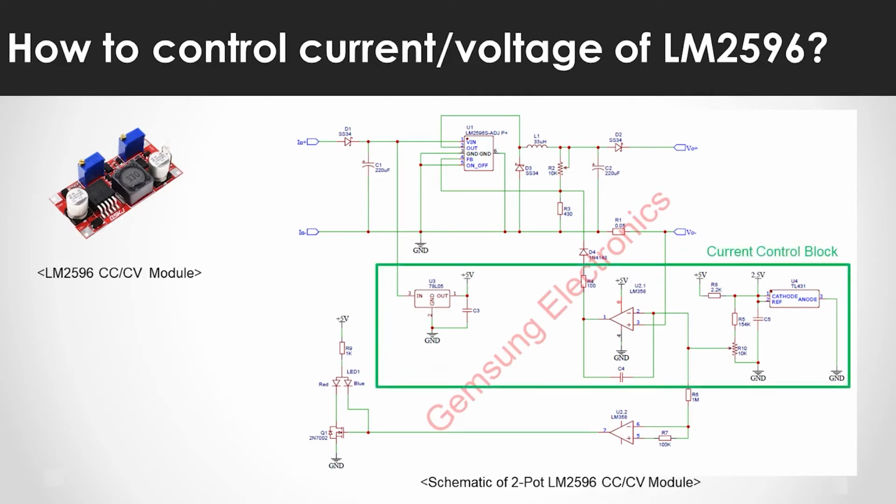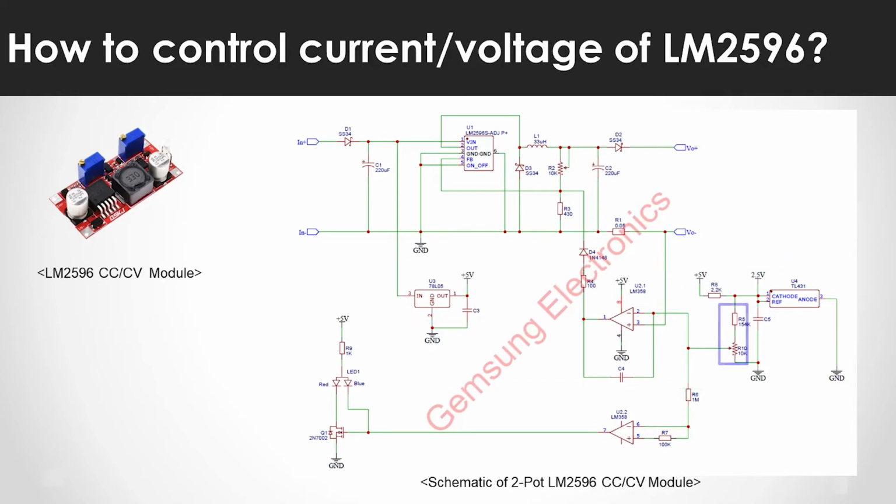Next, let's look at the current control. It corresponds to this part. First, the 78L05 LDO receives the input voltage and generates 5 volts. It is due to this LDO that this module requires at least 7 volts of input. This voltage is connected to the supply power of LM358 operational amplifier, and is used to generate a reference voltage of 2.5 volts for the TL431. The 2.5 volts is voltage divided by a resistor and a potentiometer, to be supplied to the negative port of the LM358.